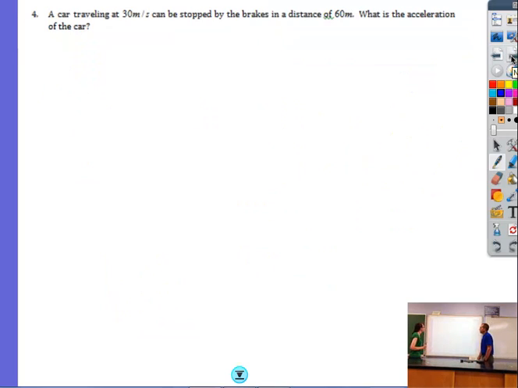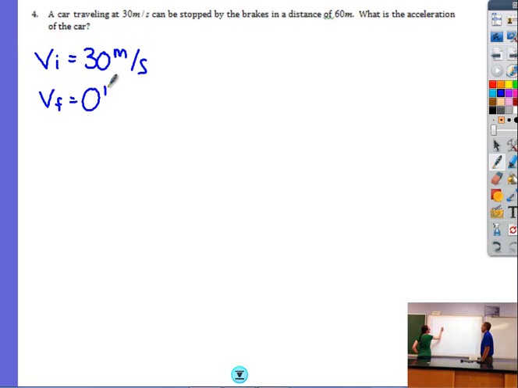Problem 4 says a car traveling at 30 meters per second can be stopped by the brakes in a distance of 60 meters. What is the acceleration of the car? So my initial velocity is 30 meters per second, and it can be stopped, so my final velocity is 0 meters per second. That's a tricky one. A lot of times people are like, I don't know this information, but if it ever says it starts from rest or stops, you're getting a piece of information.